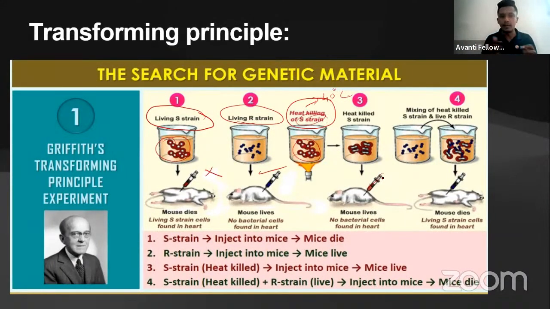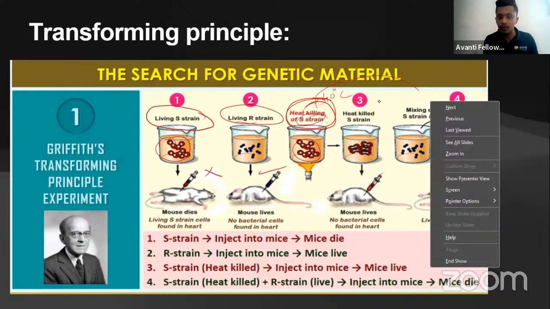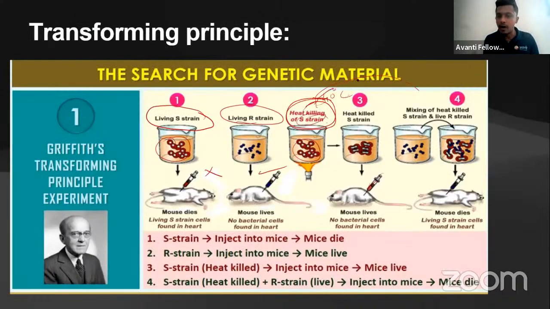Now, what Griffith does is he takes the same heat-killed smooth strain and then he mixes it with the rough strain. He takes some of it and puts it in the rough strain bacteria. Once he puts this heat-killed smooth strain into the rough strain bacteria, he leaves it for some time and then he takes some bacteria and injects it into the mice. Now, what do we call this? Heat-killed smooth strain plus rough strain, and then he injects it into the mice. Sadly, the mice die. Now, what happened here?